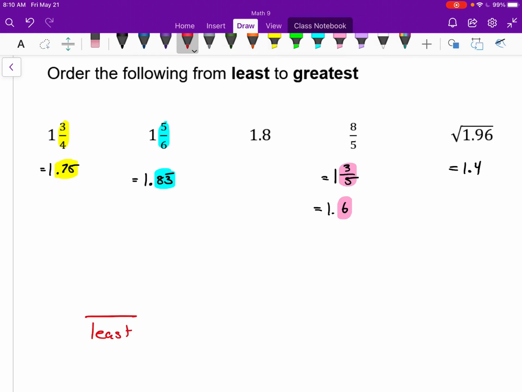Now, if I look at these, I can see the least is 1.4, or the square root of 1.96. The next smallest is 1.6, or 8/5. Next was 1.75, or 1 3/4. Next was 1.8, and the largest value here was 1.83 repeating, or 1 5/6. So that's the greatest.